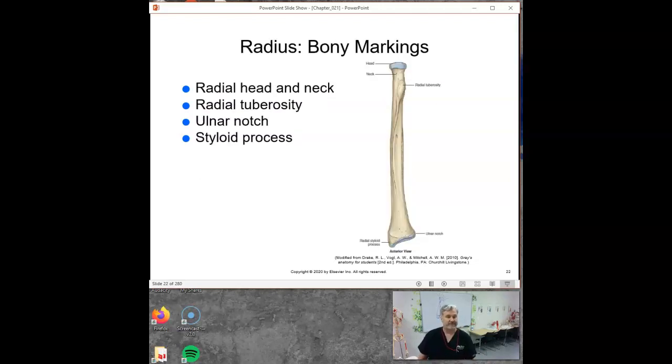Moving right along. This is the radius. Beautiful. This is a great picture, by the way. You can see how the radius actually gets wider as it goes down to meet the carpals. And how it's tiny and round at the top to roll over the ulna. It really is like that, to roll over the ulna.